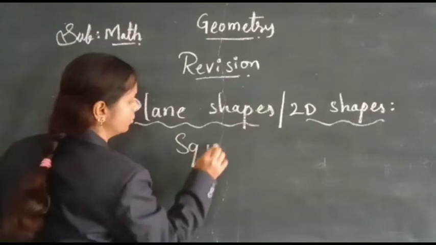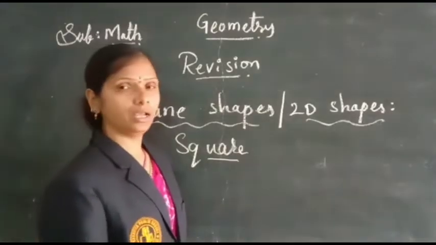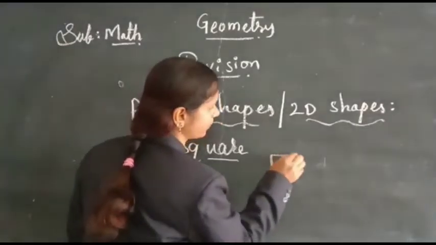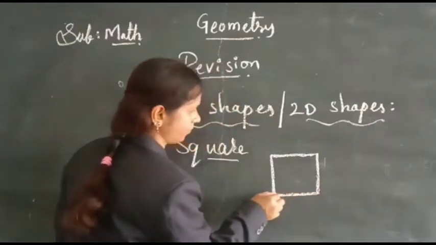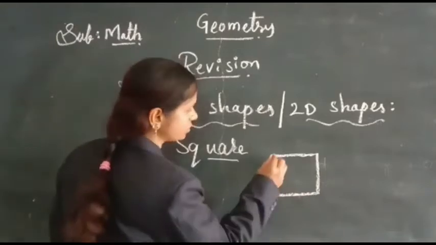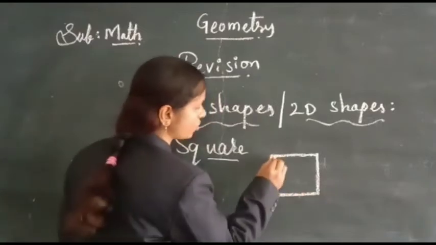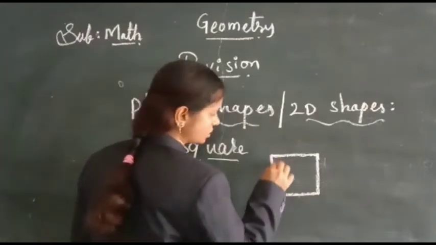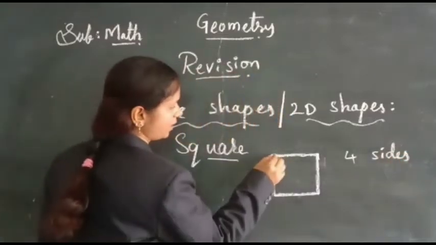First one, square. Square is a plane shape, children. Square is nothing but it has 4 sides. See here, you can see the picture of a square. Square has 4 sides: 1, 2, 3, 4 sides. And 4 corners: 1, 2, 3, 4. So a square has 4 sides and 4 corners.